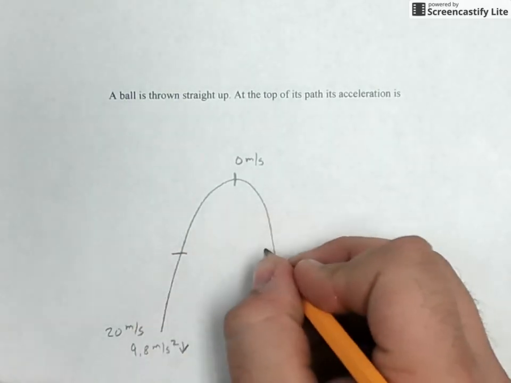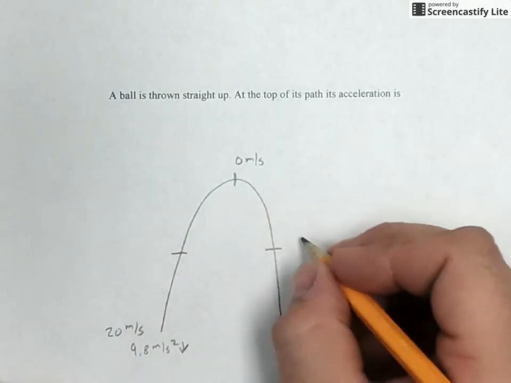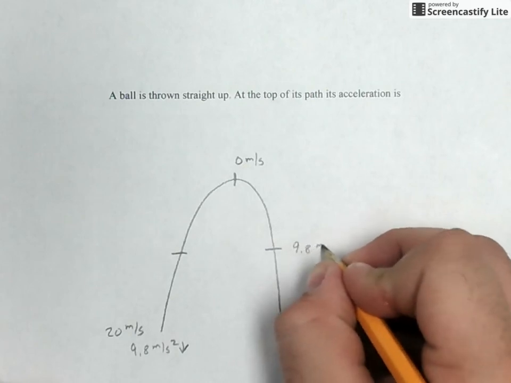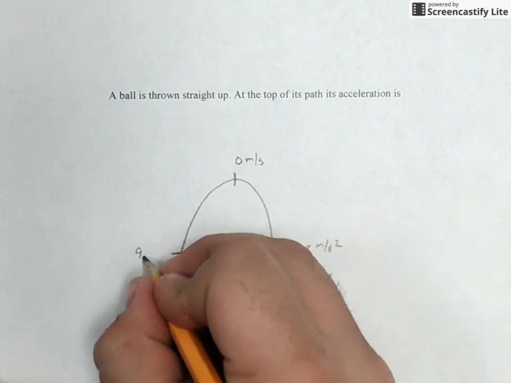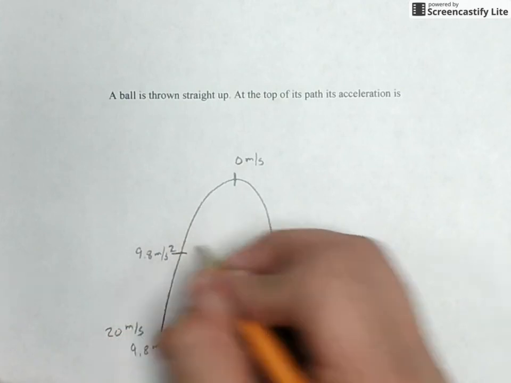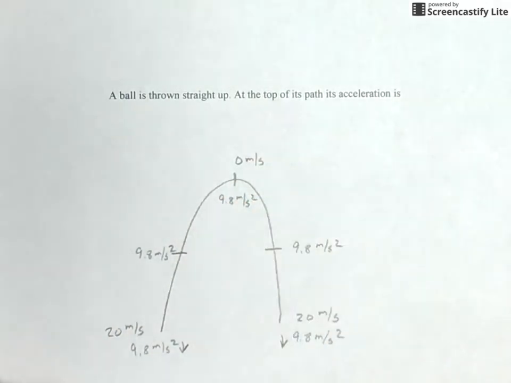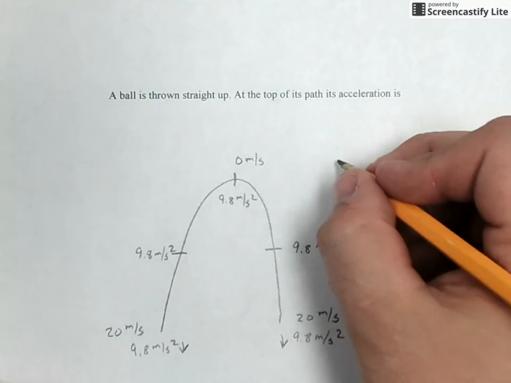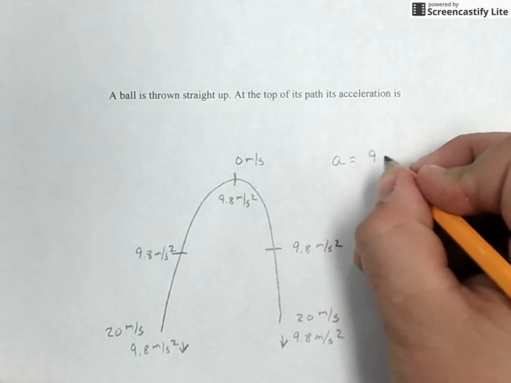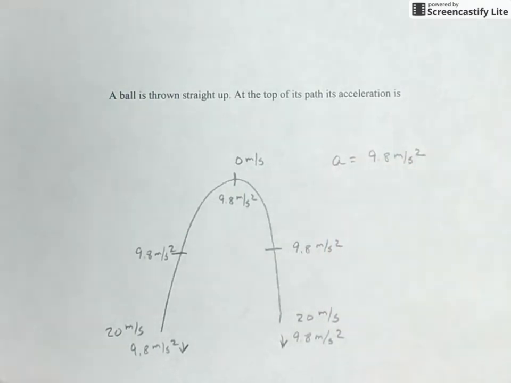So if I pick any point, my acceleration is going to be 9.8 meters per second squared here, here, and here. Now, velocity is going to change, but our acceleration isn't. So at the top of its path, acceleration is going to equal 9.8 meters per second squared because it is a constant.